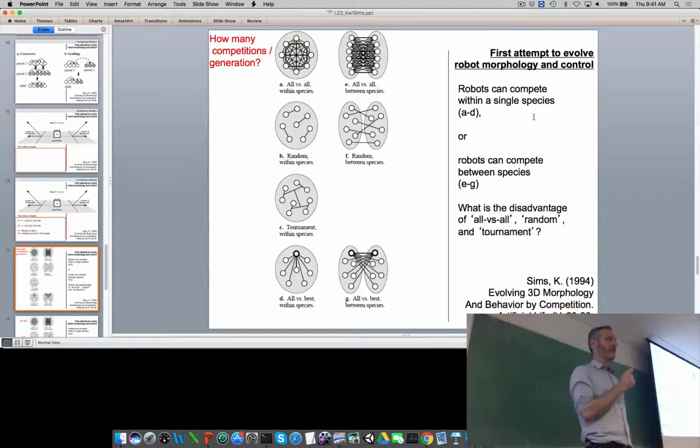How many simulations would I have to run if I had a population of n robots? N squared, right? Or n squared divided by 2 because it's symmetric. So that's going to take quite a while. So maybe I want to do something else, which is just randomly pair up individuals and compute fitness that way. How many simulations do I need to run now? N over 2. Really computationally efficient. That's also not what Sims did. Why not?